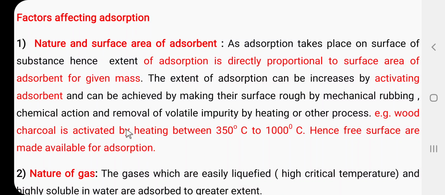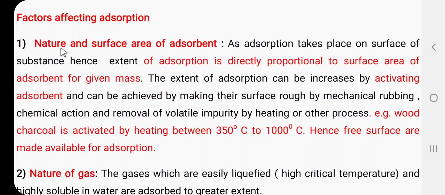The wood charcoal is activated by heating the charcoal between 350 degrees Celsius and 1000 degrees Celsius. Hence the free surface area is made available for adsorption. Whatever impurities or moisture are present on the surface of the charcoal can be removed just by heating the charcoal. In this way the surface area of the charcoal is activated.